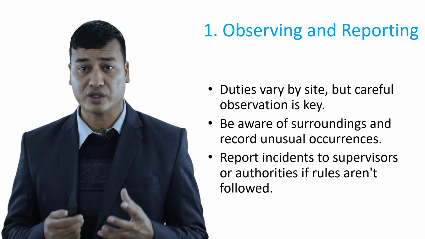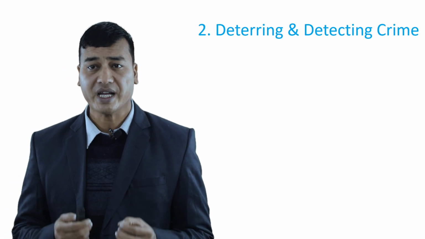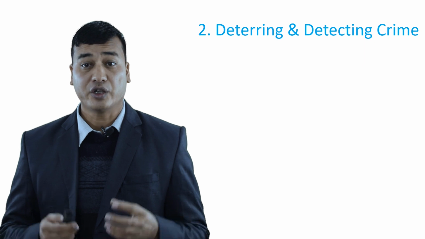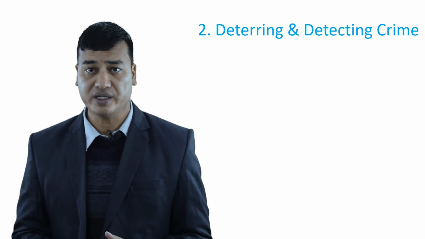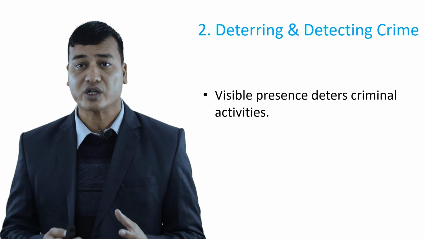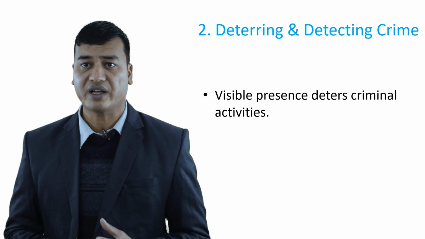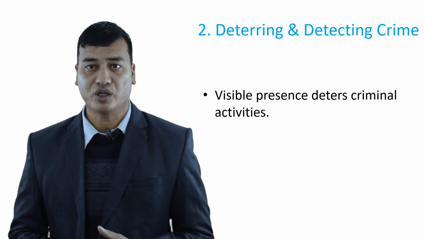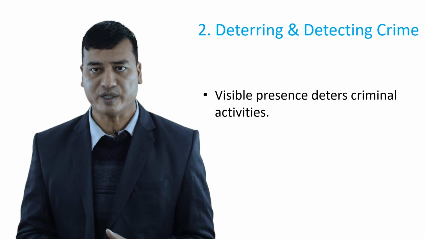Now let's move on to the next duty. Duty number 2, deterring and detecting crime. Here in this duty also, we are going to discuss some key points. Visible presence deters criminal activities. You do not need to fight physically to stop a crime. Your visible presence is a powerful tool to deter criminal activities.